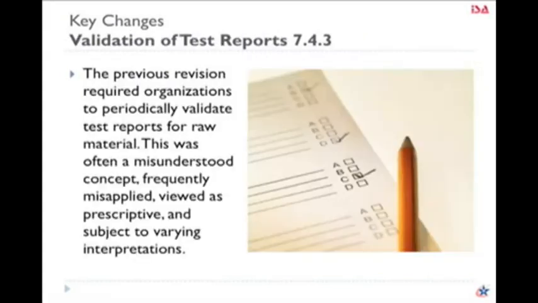The previous revision requires organizations to periodically validate test reports for raw material. This was often a misunderstood concept, frequently misapplied, viewed as prescriptive, and subject to varying interpretations. The rationale going forward will be: if an organization is making critical items in which the material, chemical, and physical requirements are important, it should be verifying test reports as part of its risk management process.